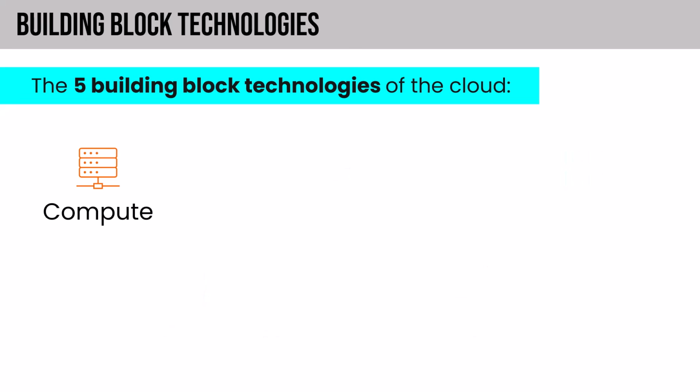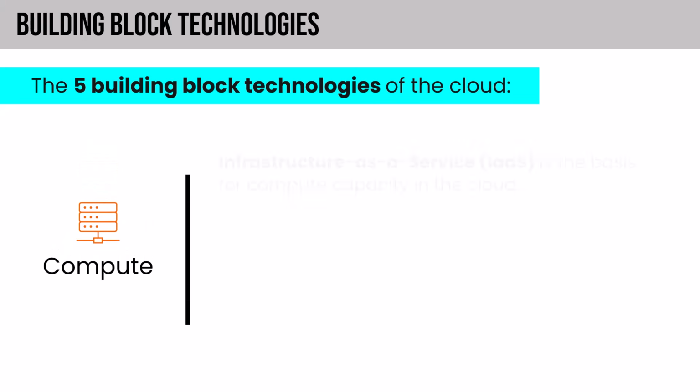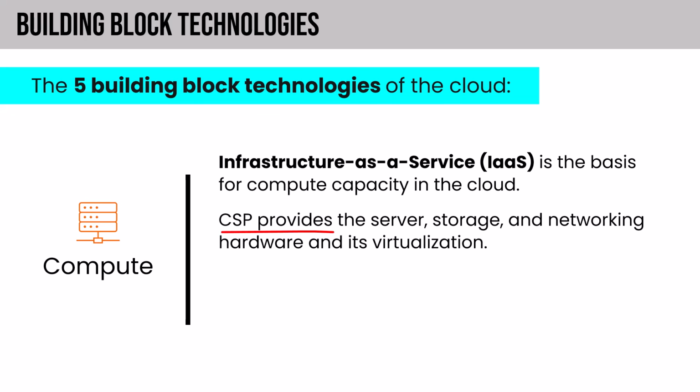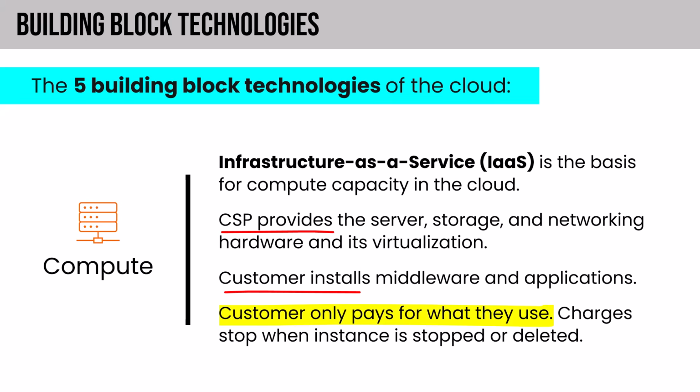So let's begin with compute. And in the area of compute, infrastructure as a service, or IaaS, is the basis for compute capacity in the cloud. The CSP provides the server, the storage, and the networking hardware, and virtualization of all of these components. The customer installs middleware and applications on virtual machines, and the customer only pays for what they use. The charges stop when the instance is stopped or deleted.